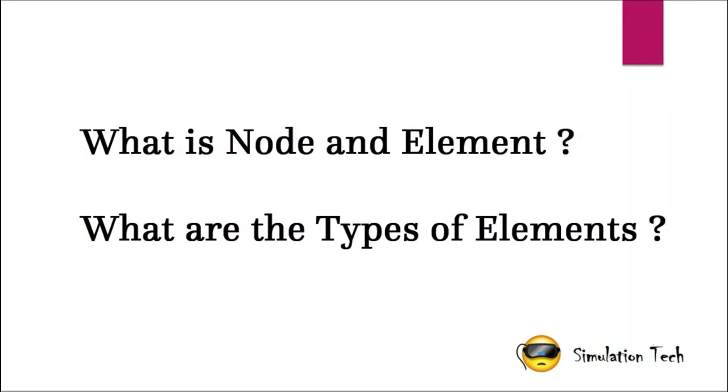Here we have a few questions regarding the discretization process, or FEA. These terms are more familiar in FEA. What are nodes, what are elements, and what are the types of elements? You have already studied this in the FEA subject while studying engineering, but I will tell you one more time. So what are nodes and what are elements? It's not a super complicated thing, it's a very simple thing.